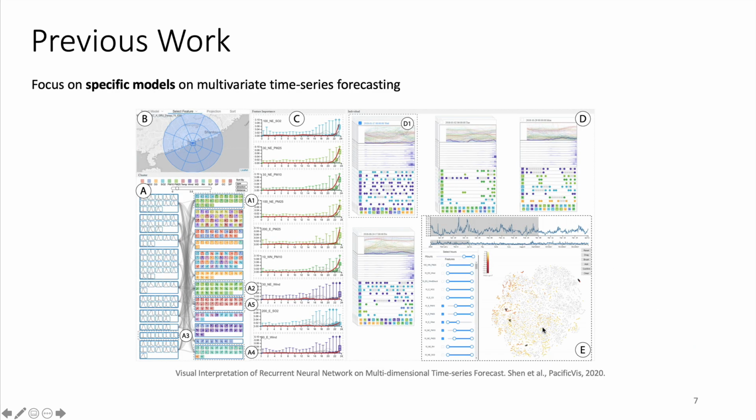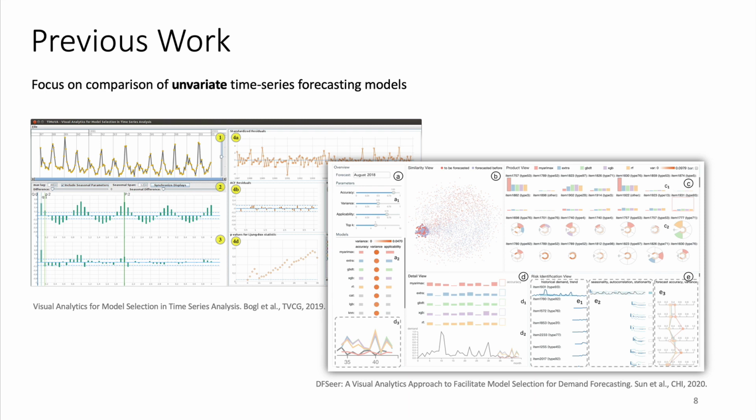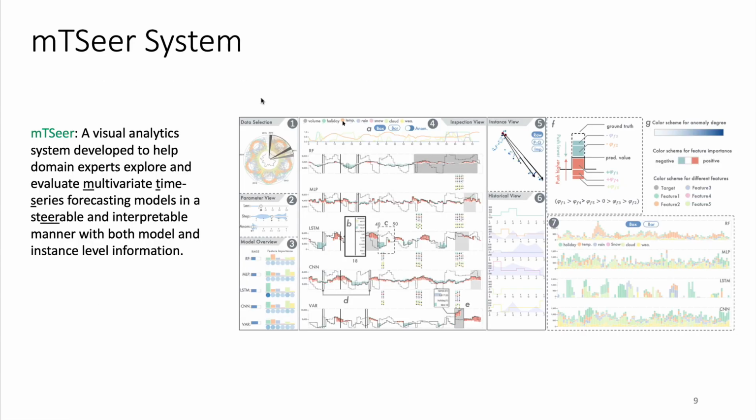There are some related works. Some focus on specific models on multivariate time series forecasting, such as RNN. Other works are focused on general time series models, but most of them deal with univariate problems, so few works are related to general multivariate forecasting models according to our survey. Therefore, we present mTSeer to solve the problem.